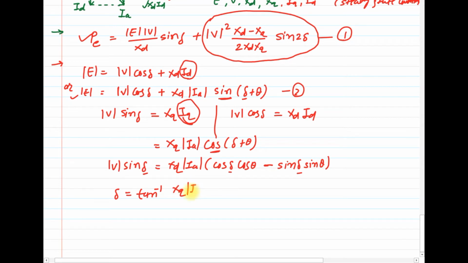XQ IA cos theta divided by V plus XQ IA sin theta. Clear? This is your equation number 3, which shows the operating angle delta under the steady state operating condition of the synchronous machine.